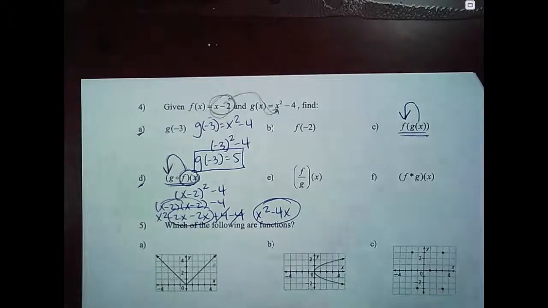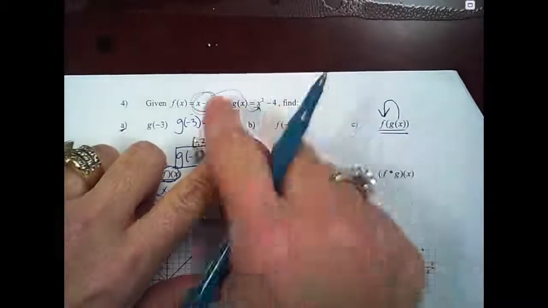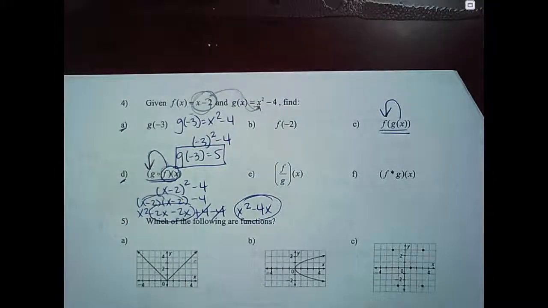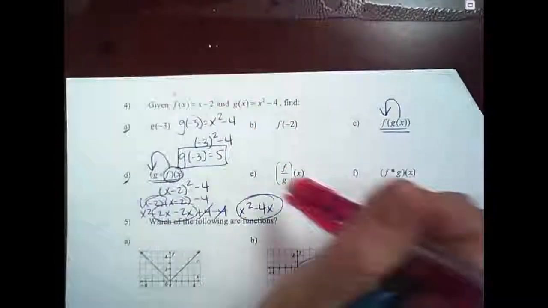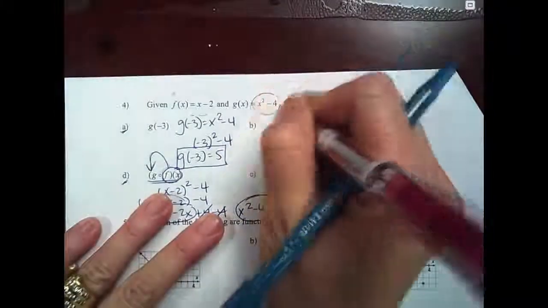You're going to take G and plug it into F, so I'll work that one for you. You're going to go the other way. So if you're using a pencil, I would erase this. And now I'm going to go the opposite direction. I'm going to take this whole thing and plug it into here. It's actually easier.